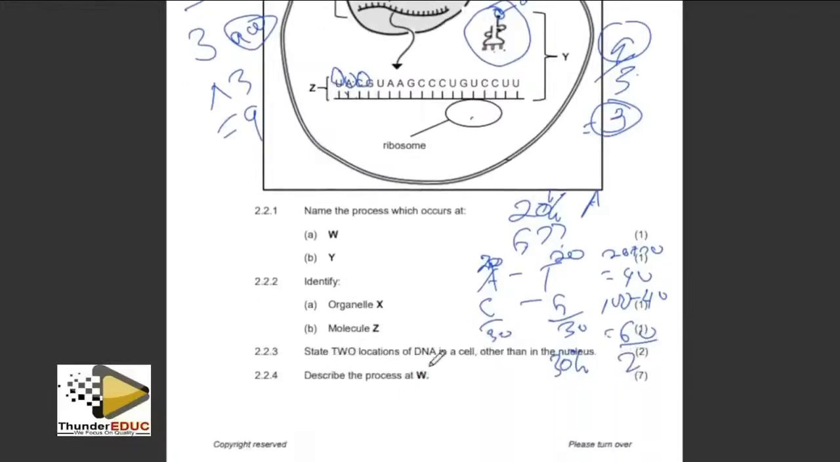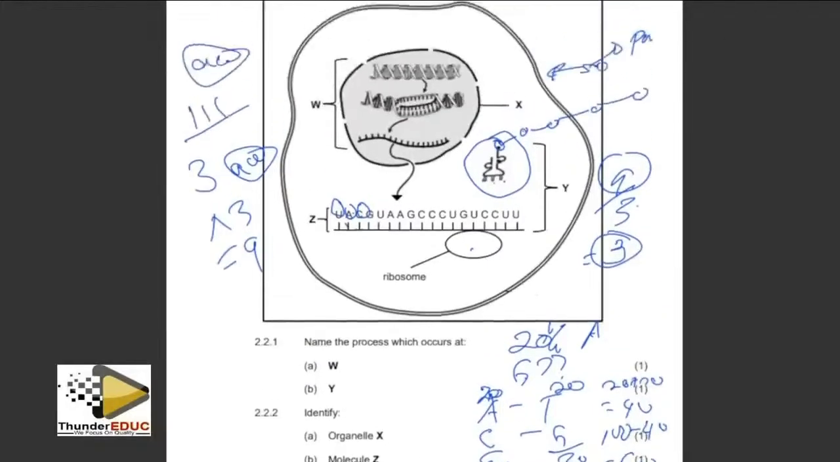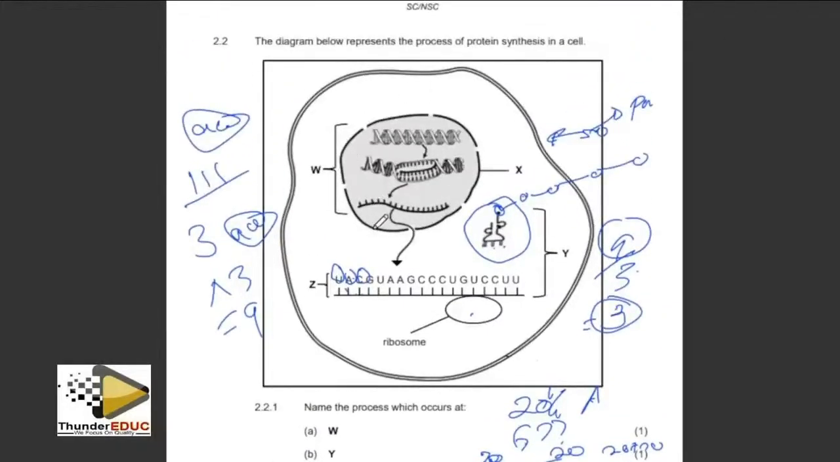State 2 locations of DNA in the cell other than the nucleus. So it means you have to talk about number 1, mitochondria, and chloroplast. Yes, mitochondria and chloroplast. Describe process W. We don't have any other process occurring in the nucleus except transcription. So you have to describe transcription.